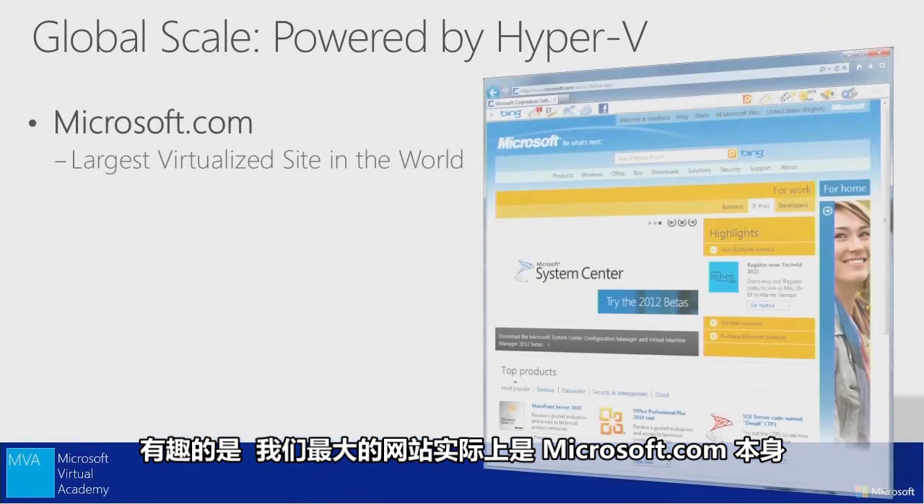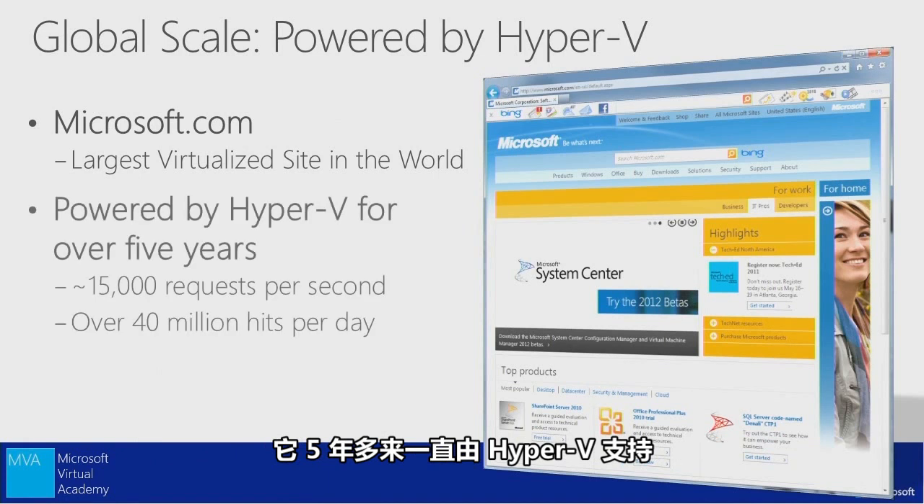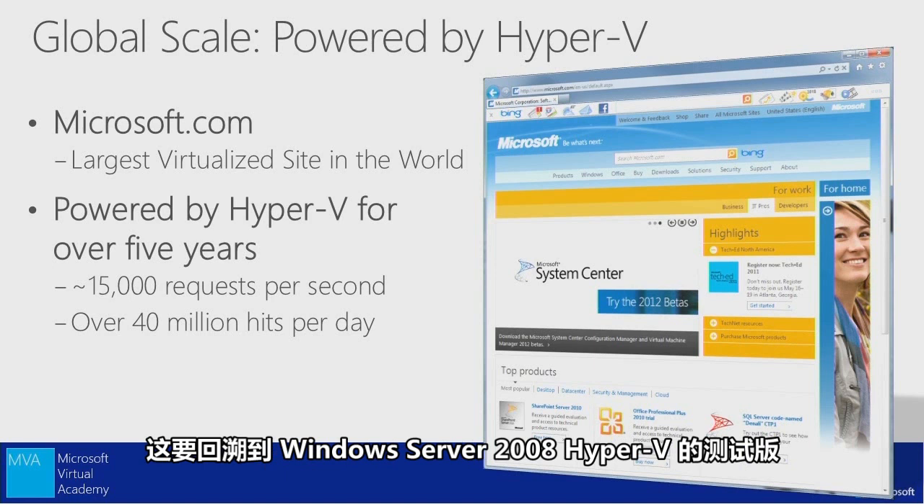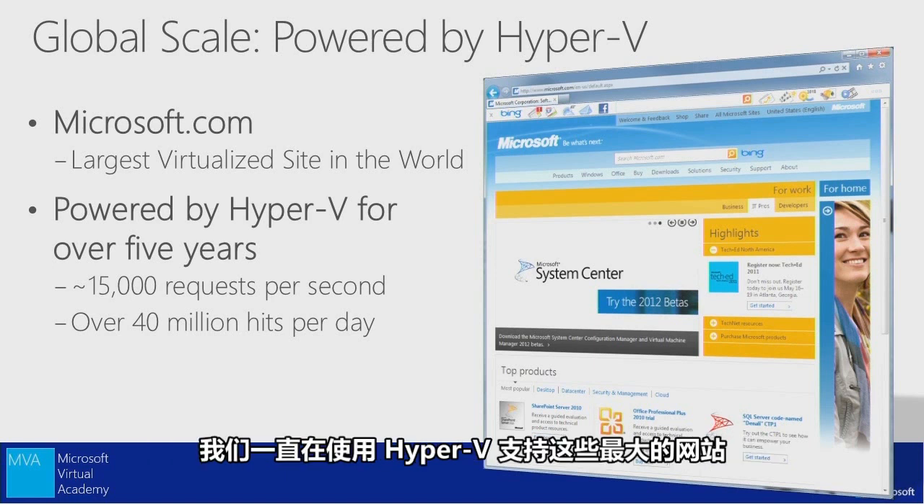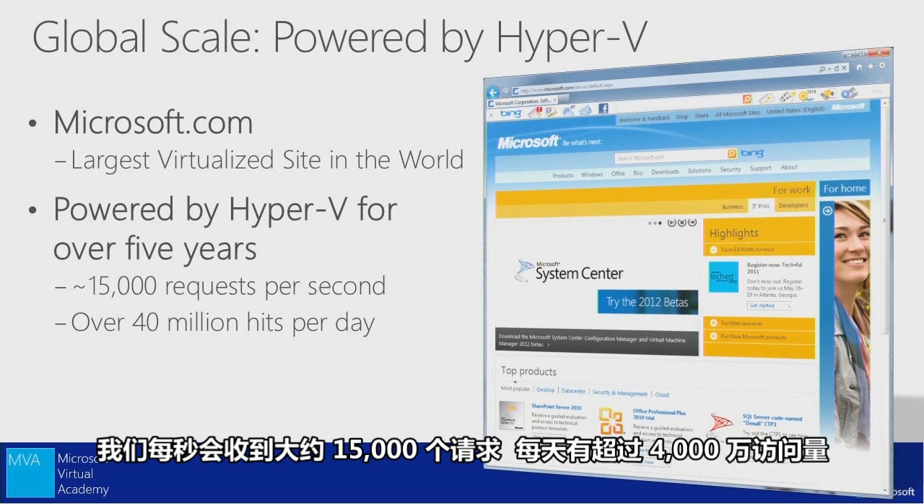But what's interesting is we actually have the largest one, which is Microsoft.com itself. That's been powered by Hyper-V now for over 5 years. And that goes all the way back to the beta of Windows Server 2008 Hyper-V. We've been using Hyper-V to power these largest properties. We get over about 15,000 requests per second and over 40 million hits per day.